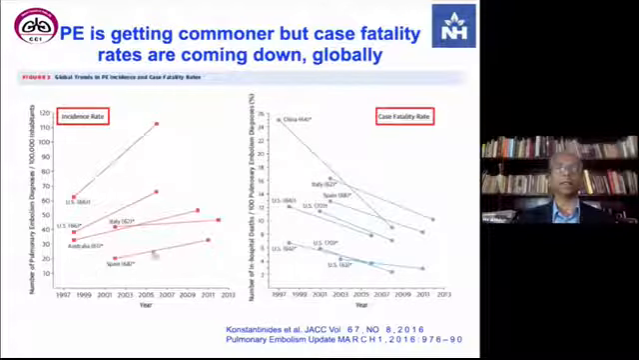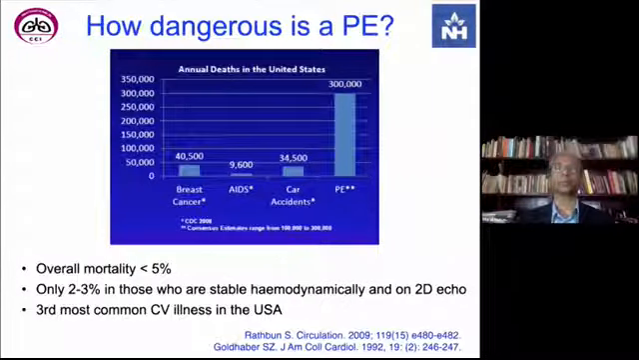If you look at the left-hand graph, the incidence rate in every single country in the developed world is rising and continues to rise at different rates. Fortunately, the case fatality rate everywhere is coming down across multiple studies. What does this mean? It probably means that A, we are getting better at identifying and managing PE, but also that we are picking up smaller and smaller PEs that don't have high case fatality rates. And this reflects our improved diagnostic skills, both clinically as well as imaging-wise.